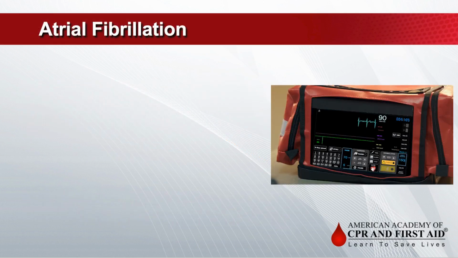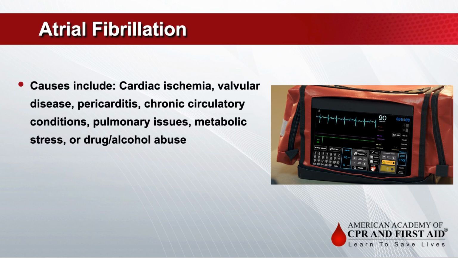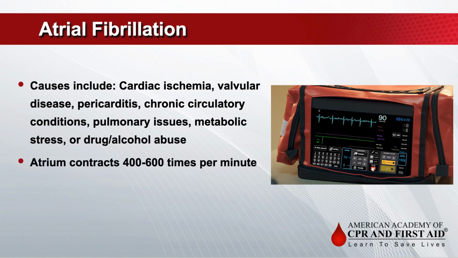Atrial fibrillation stems from multiple places and may be caused by cardiac ischemia, valvular disease, pericarditis, and chronic circulatory conditions like congestive heart failure and high blood pressure. Atrial fibrillation may also be caused by pulmonary issues as well as metabolic stress or drugs and alcohol abuse. In atrial fibrillation, the atria are contracting over 400 times a minute.